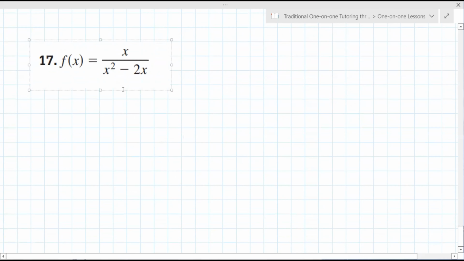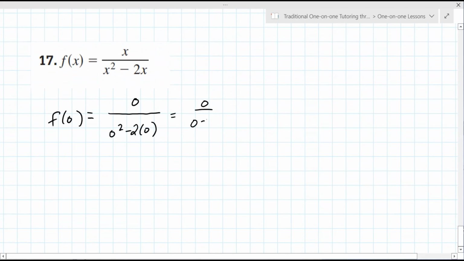Okay. So when you put 0 in for x, what happens? Well, you get 0 over 0 squared minus 2 times 0. 0 over 0 minus 0 becomes 0 over 0. So it's not the 0 in the numerator that's a problem. This one's okay. It's the 0 in the bottom that is very bad. This is bad, very bad.